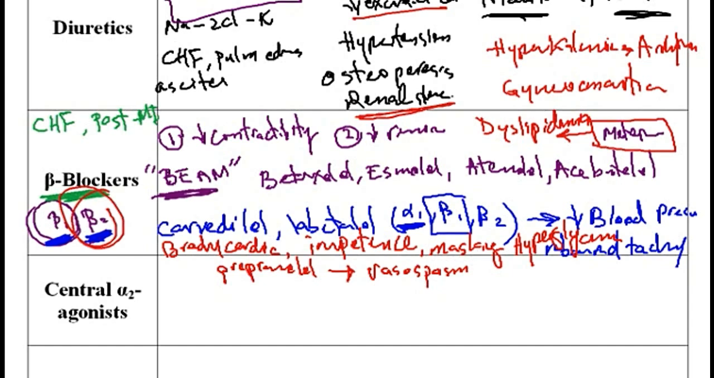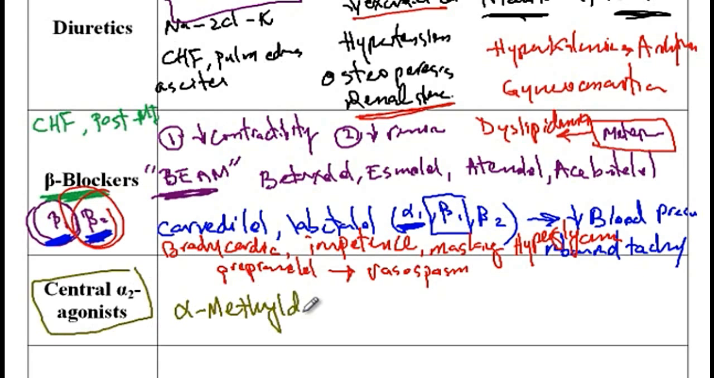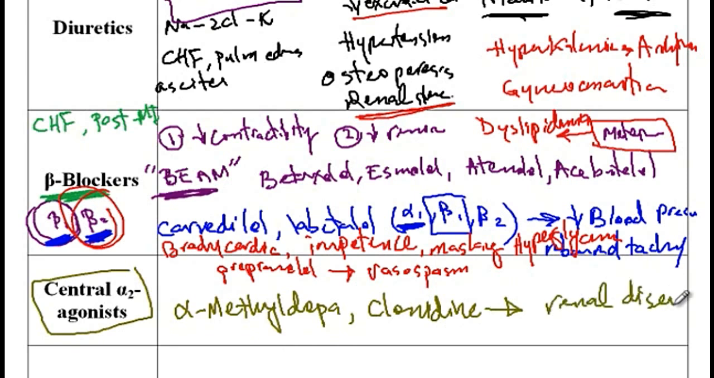The next classes of antihypertensive medications include central alpha-2 acting agonists, including alpha-methyldopa, as well as clonidine. And one advantage of these medications is that they do not affect the renal blood flow, and thus they are useful for the treatment of hypertension in patients with renal disease. The side effects of these medications, however, include orthostatic hypotension.